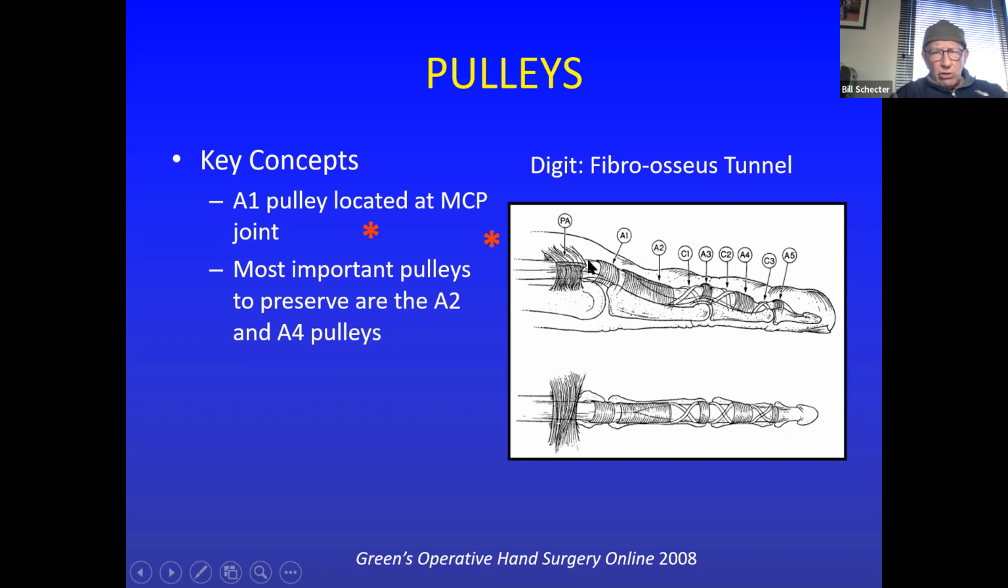Well, the A1 pulley is located over the metacarpophalangeal joint. The A2 pulley is located over the proximal phalanx, and the A4 pulley is located over the middle phalanx.